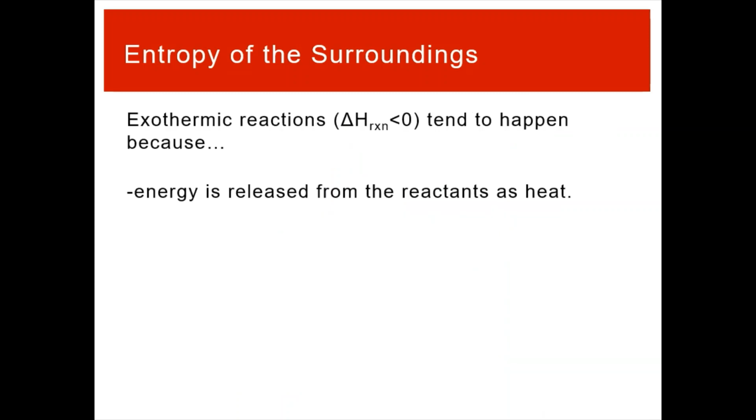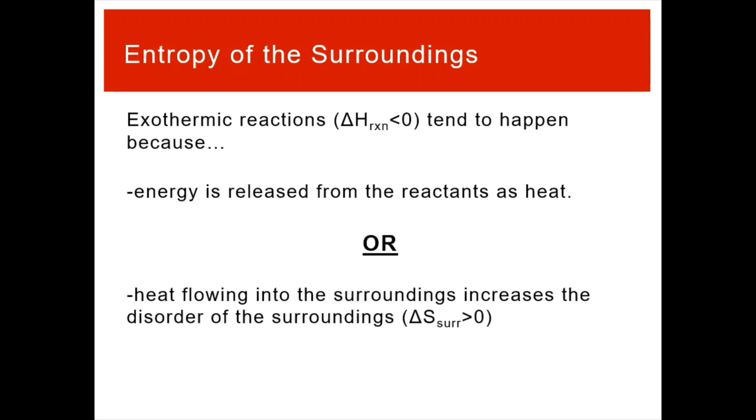So with exothermic reactions, we talked early on about predictability and spontaneity. Exothermic reactions tend to happen because you're releasing energy from the reactants. The products are lower in energy, and that energy is being released as heat. This is a very common understanding as to why exothermic reactions tend to occur. And we can change our perspective on that same exact idea: the reason exothermic reactions tend to happen is because heat flowing into the surroundings increases the disorder of the surroundings. Doesn't matter how you slice it, it always has to come down to entropy.